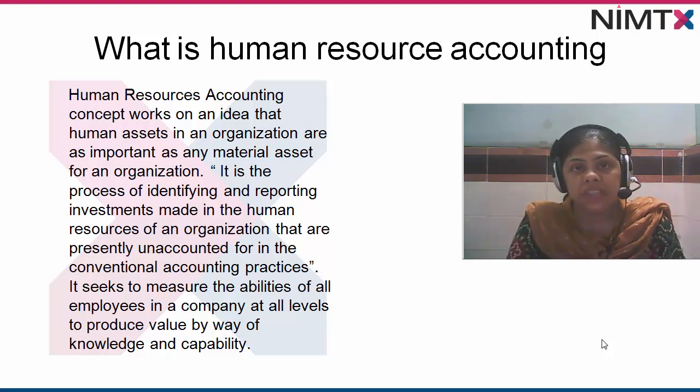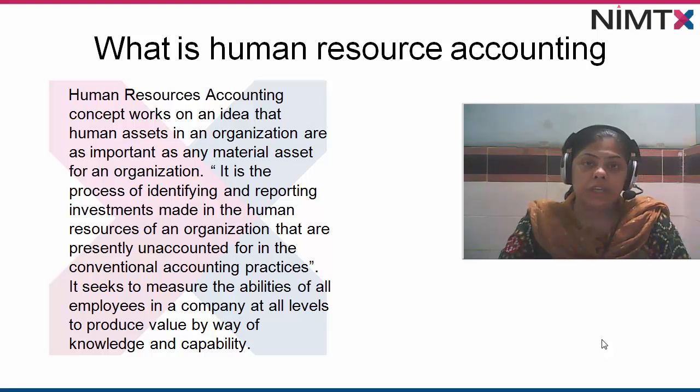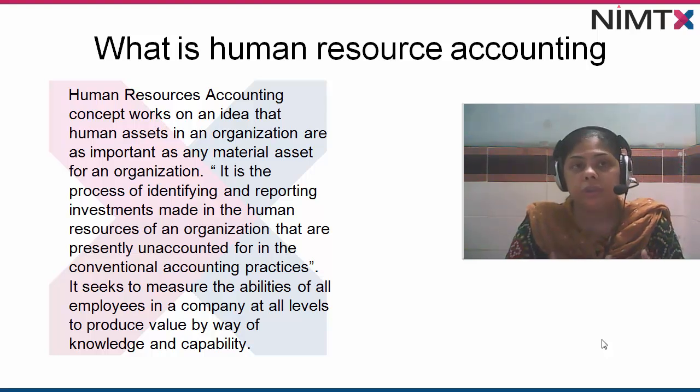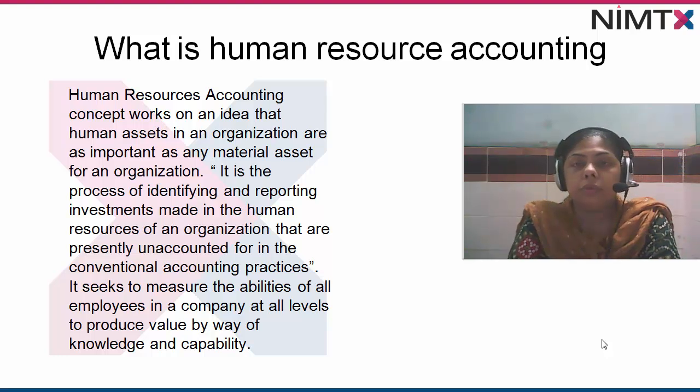However, now, as things have changed, as the needs have changed, as service organizations are coming, you do have products, but then services are of very much importance. So, thus, there is a change that has taken place, and now human resource, the employees are considered an asset, and their economic value is also mentioned in the balance sheet of an organization. It seeks to measure the abilities of all employees in a company at all levels to produce value by way of knowledge and capability. So, how exactly the economic value of human resource is taken into consideration while doing human resource accounting, because they do have a value.